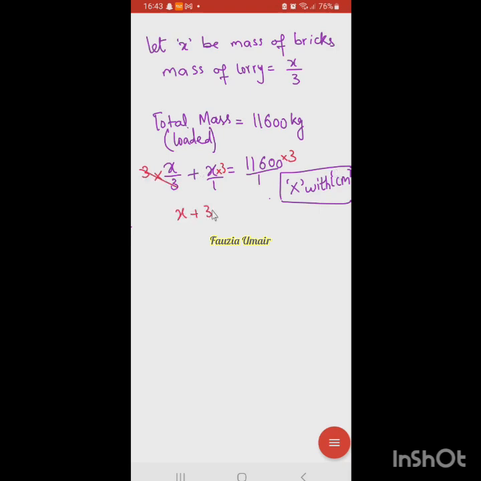X plus 3x is equal to, multiply this with 3, so 6 3s are 18, 1 3 1s are 3 4, there ये आ जाता है.